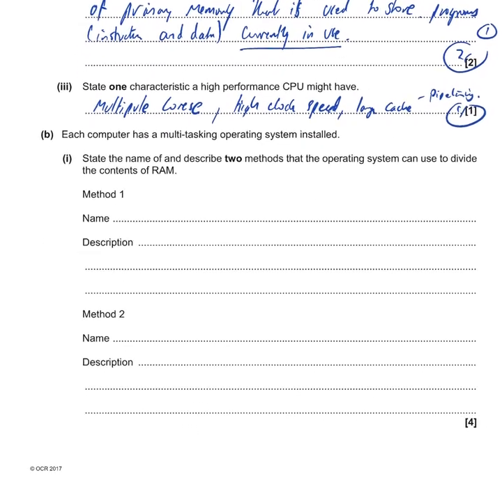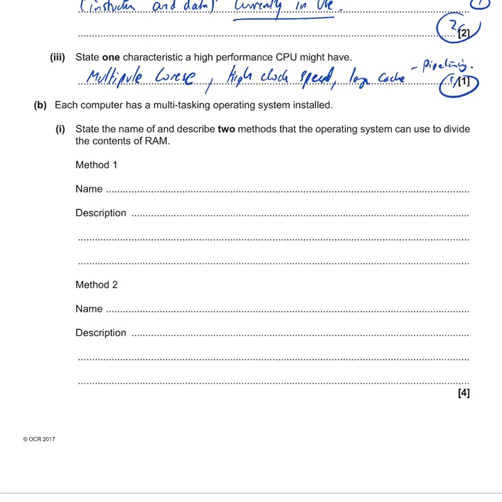Now we get on to the operating system part of the question, and it talks about each computer has a multitasking operating system installed, which is of course Mac OS, Windows, Linux, Unix, and the like. State the name of and describe 2 methods that the OS can use to divide the contents of RAM. So the first one, of course, is paging. Second one, I would go for segmentation.